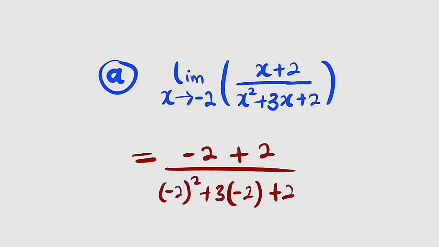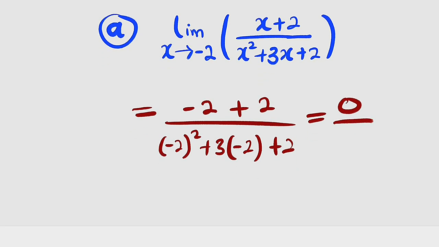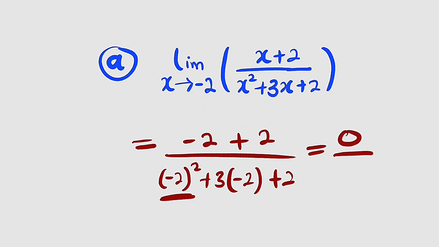To the top, we have negative 2 plus 2, which is equal to 0. To the bottom, you can see that this is going to give us 4. This is negative 6, and 4 minus 6 is negative 2, and negative 2 plus 2 is 0. So we have 0 divided by 0, which is indeterminate. So therefore, we are going to differentiate the top and the bottom separately.